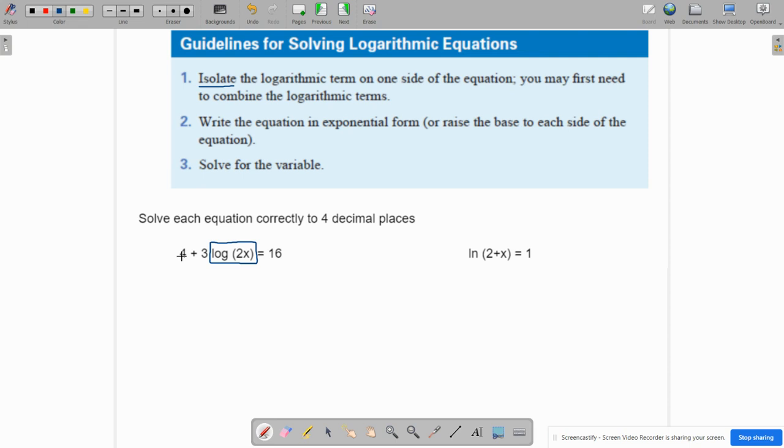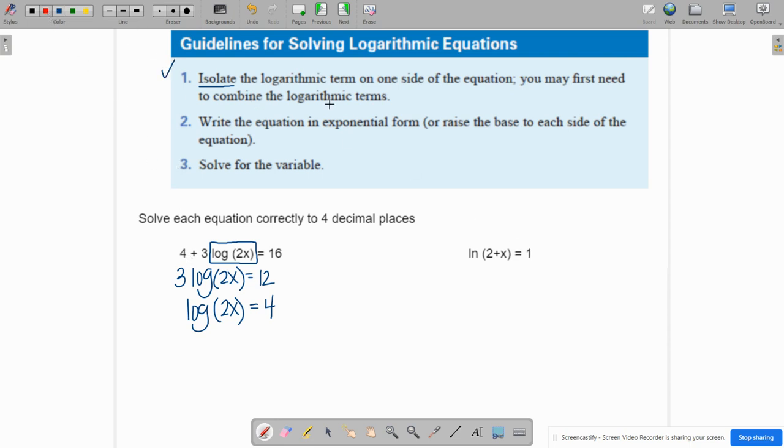So the first thing I'm going to do to both sides is subtract 4. So we would have 3 times the log of 2x equals 12. And then I want to divide this by 3 in order to get just the log by itself. So if I divide both sides by 3, we get the log of 2x equals 12 divided by 3, which is 4. If I look at this example over here, the logarithm is already by itself. This is the natural log, or log base e, of the quantity 2 plus x equals 1. So both of these, we have finished step 1.